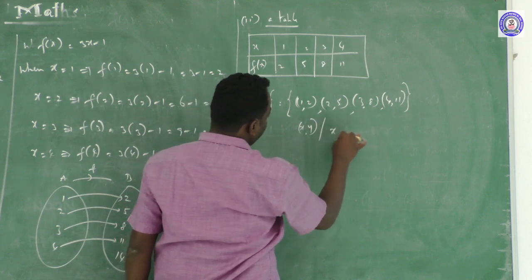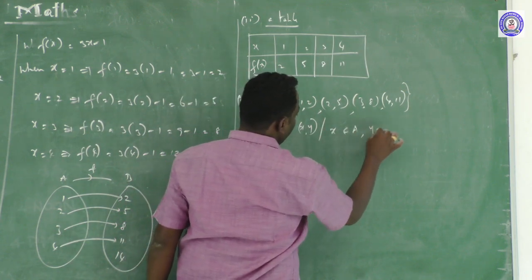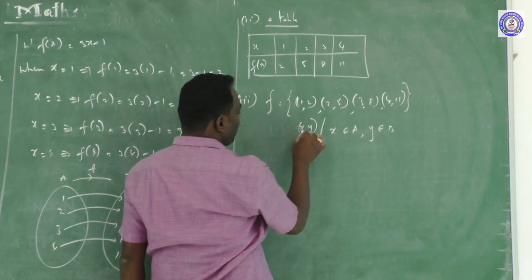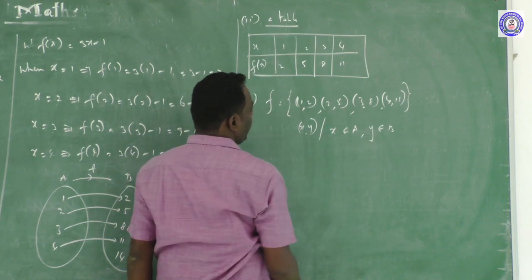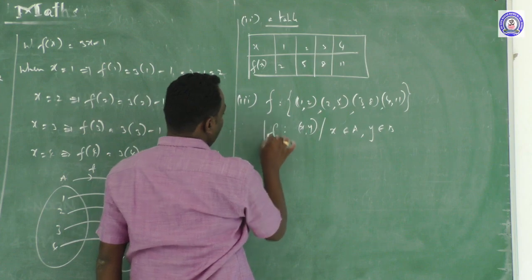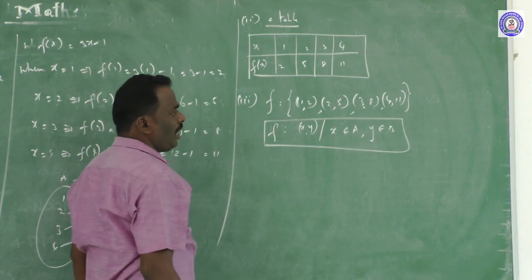Such that x belongs to A, y belongs to B. So the x elements belong to A, and the y elements belong to B. It is called a function. It represents the set of all ordered pairs.